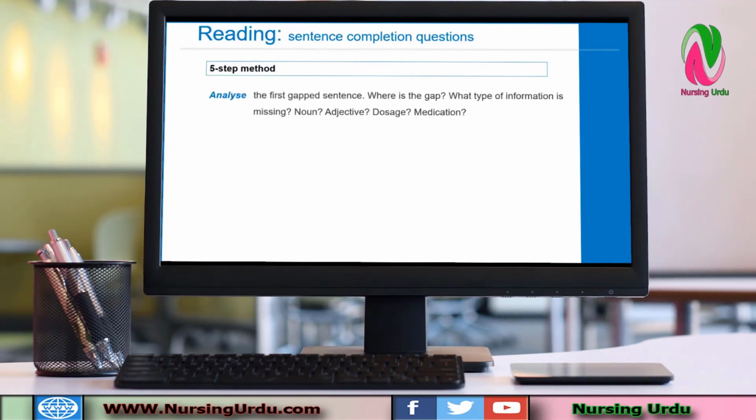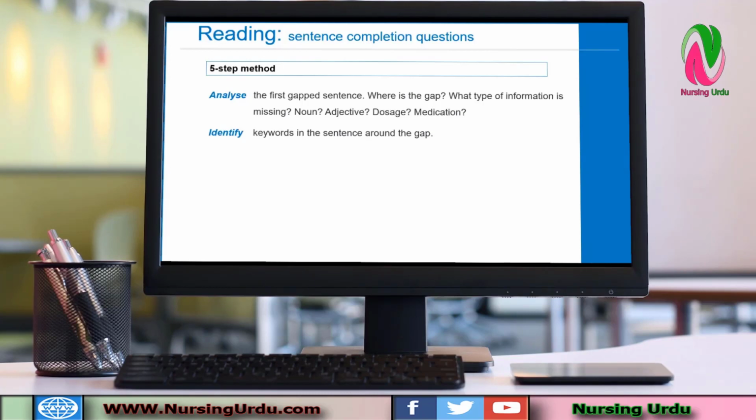So the first one is you're going to read your sentence and analyze where is the gap? What type of information is missing? Using your knowledge of grammar, is it a noun? Is it an adjective, a dose, a medication? So what kind of information is missing in that gap? Then, same thing, don't rush off to start reading, please. Go first and identify the key words around the gap. You can underline them on the question paper. You need to be very specific, always. Don't rush off and start reading only to think, I'm not sure exactly what I'm reading for or which area I'm supposed to be reading.